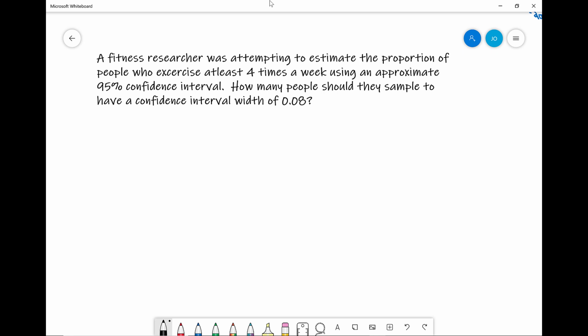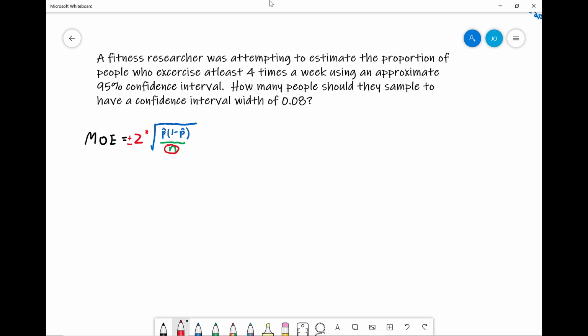Our margin of error equals the stuff we add and subtract from our confidence interval. So I'll write that as Z star, right? The stuff we add and subtract, times the square root of p hat times 1 minus p hat over our sample size. So that's what our margin of error equals. And what we're trying to do right now is we are trying to solve for n. How many people do we need to sample?